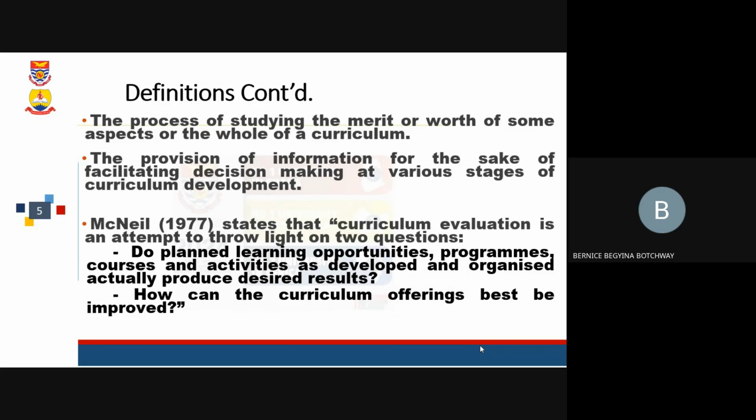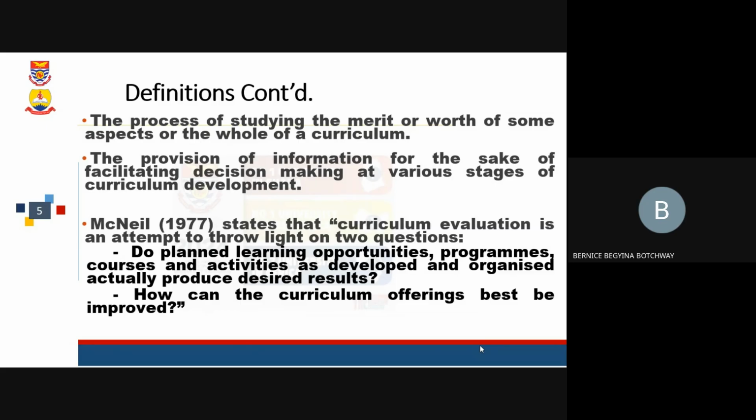And the curriculum entails all the experiences, from the students to the teachers to the textbook to everything, the ones that we plan, the ones that we didn't plan. It's a process of studying the worth of it. All those activities that we put in, we are studying the worth of it.